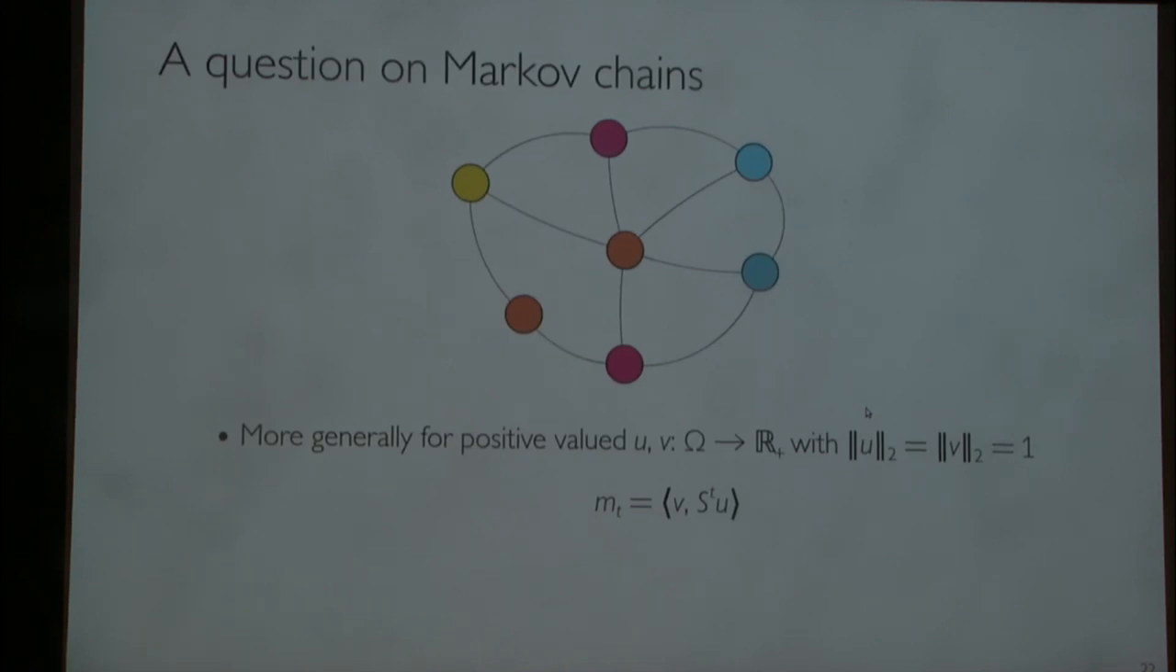Okay, so more generally, let's take two positive valued unit vectors, u and v, and define m_t to be this. Start from a distribution, like u, and then do the random walk for t time steps, and then measure at another positive valued vector v. And so what can we say about m_t as a function of t? That is true for all S, u, and v.